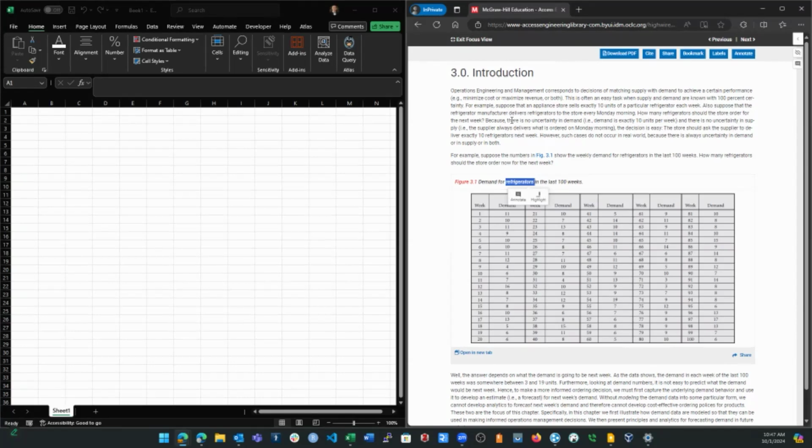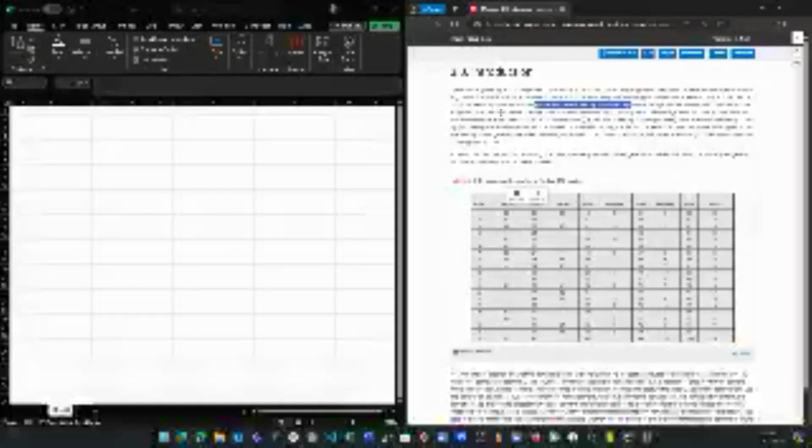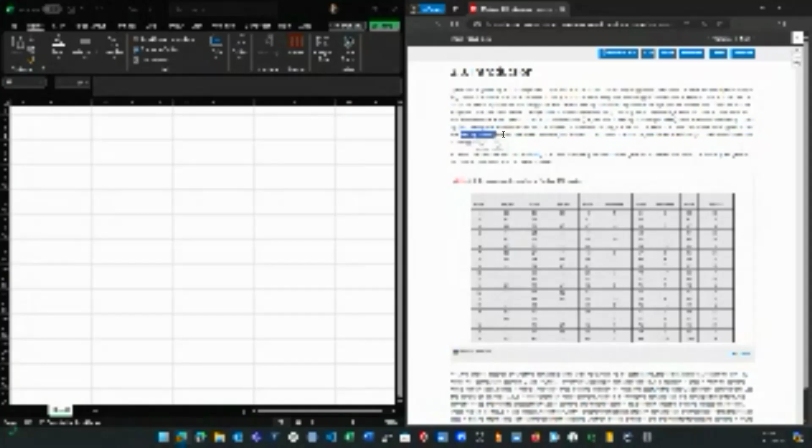So, the book is talking about forecasting, and it gives the scenario, what if the appliance store sells exactly 10 fridges each week? Also, the manufacturer delivers 10 each week. What would they order the following week? Exactly 10. But that doesn't really happen in the real world.